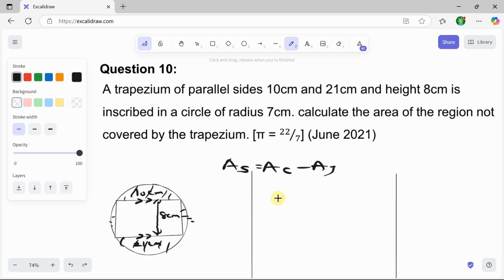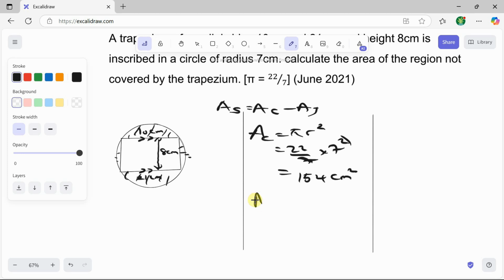So we're told that the radius of the circle is 7 centimeters. If we want to find the area of the circle, that will be pi r squared. That will be 22 over 7 times 7 squared. One of the 7s will cancel. So 22 times 7, that will be 154 centimeters squared. So we have the area of the circle.